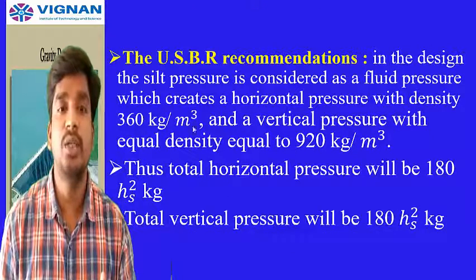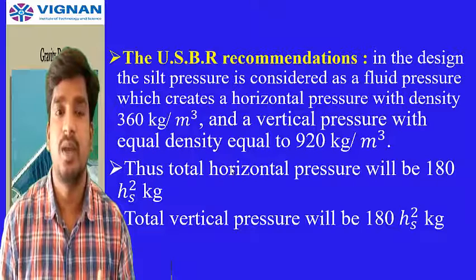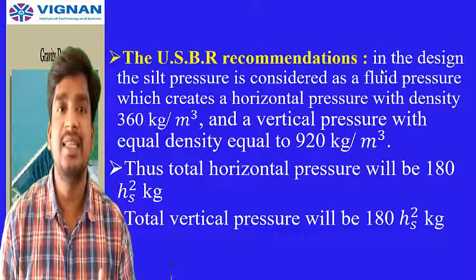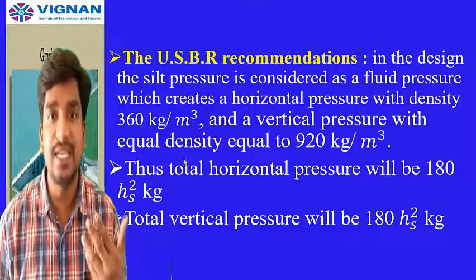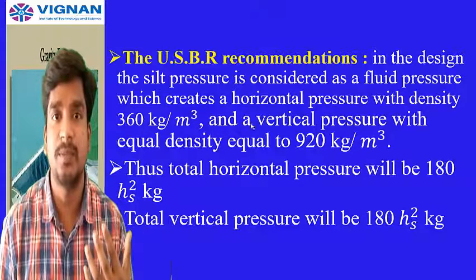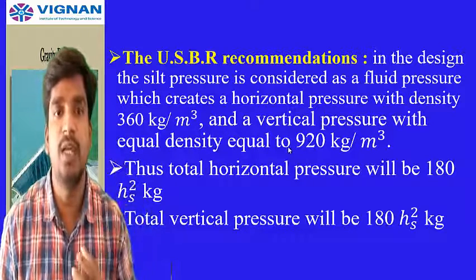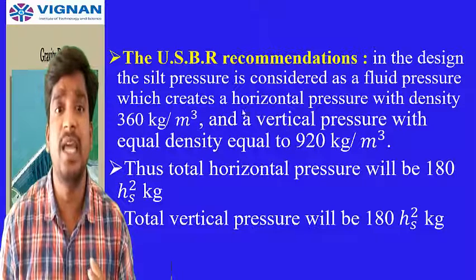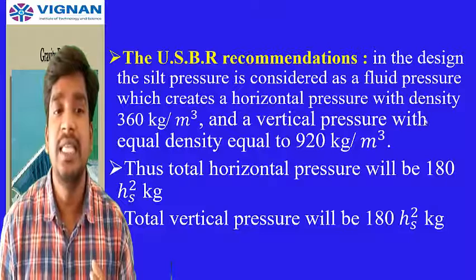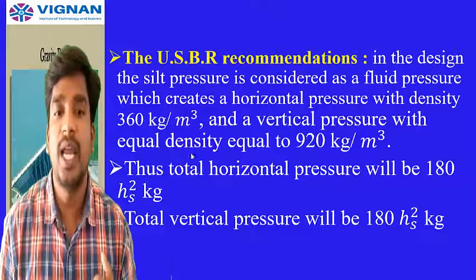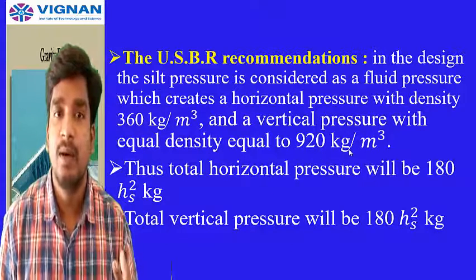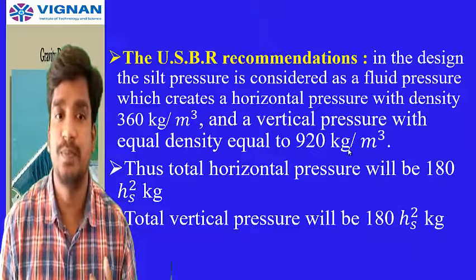According to the USBR recommendations, in the design the silt pressure is considered as a fluid pressure. So silt is considered the same as a fluid pressure, which creates a horizontal pressure with density 360 kgs per cubic meter and a vertical pressure equal to 920 kgs per cubic meter. So 360 as horizontal pressure and 920 as vertical pressure from the silt deposition.